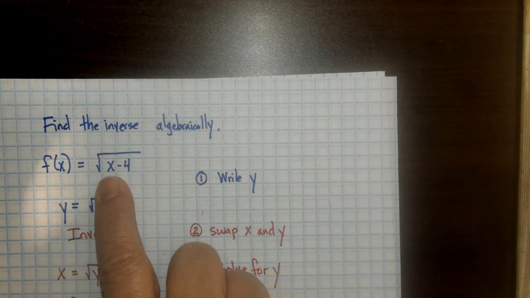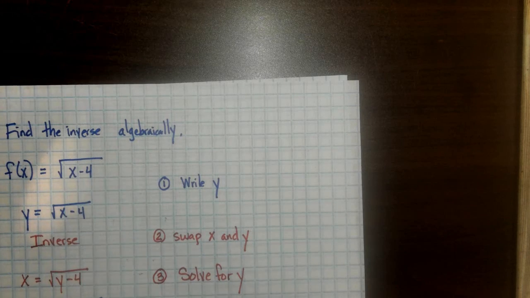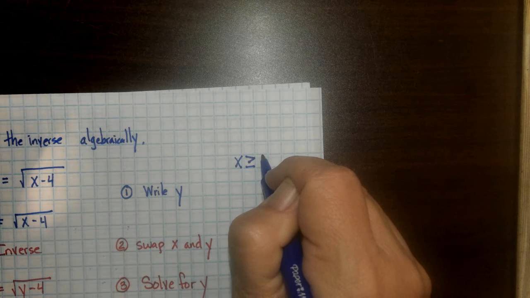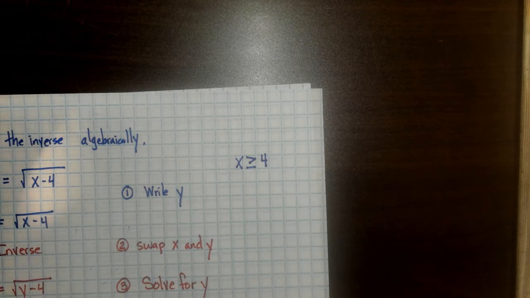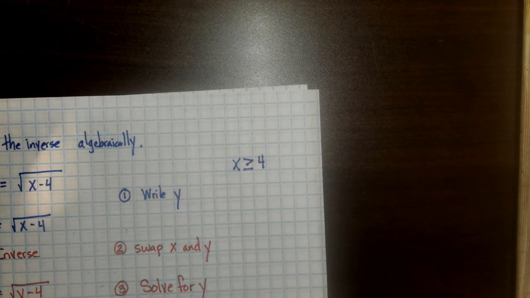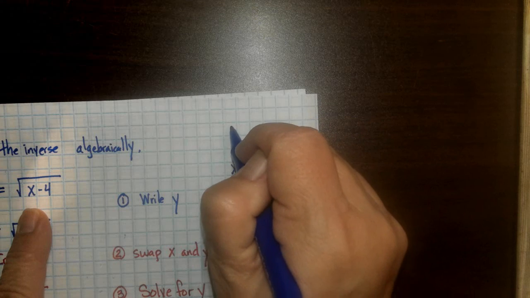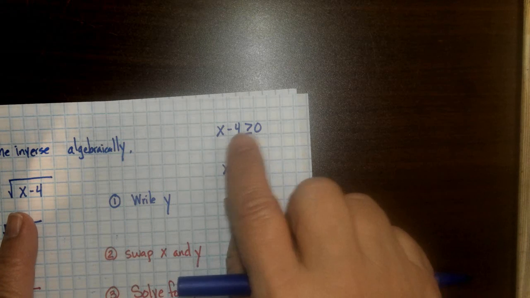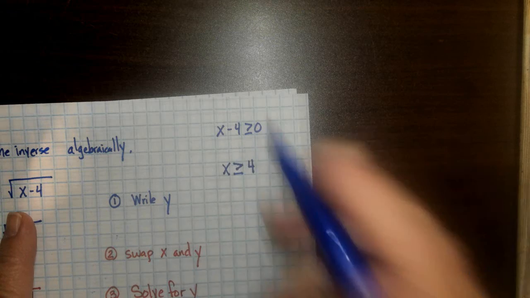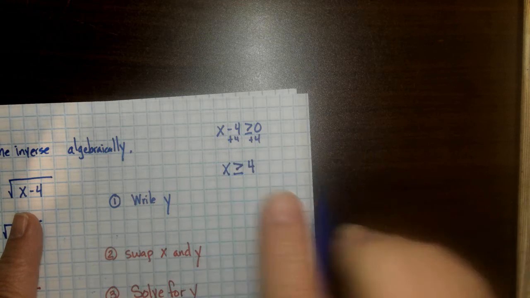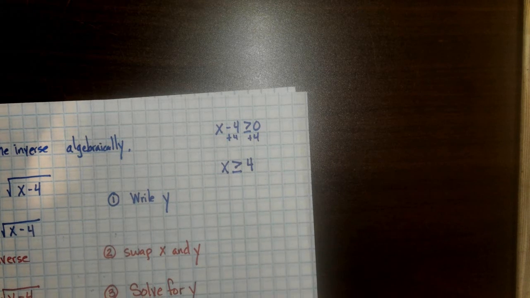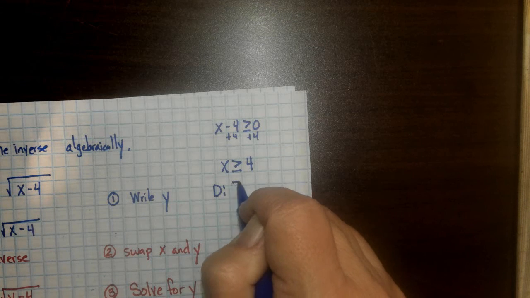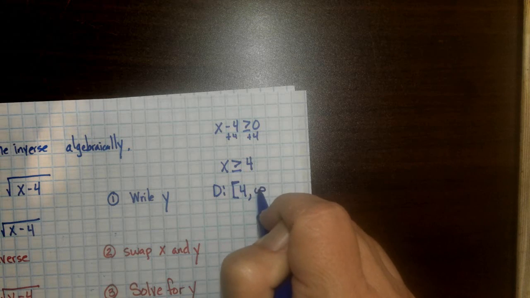So therefore, I have a limit on what my x values can be, right? My x values have to be greater than or equal to 4. So when I'm dealing with a square root, x minus 4 has to be greater than or equal to 0. I can take the square root of 0, but I can't take the square root of negative numbers in the real number system. So then if I add 4 to both sides, that's how I get that result. X has to be greater than or equal to 4. Or if I were to write that in interval notation, my domain would have to go from 4 with a bracket up to infinity.